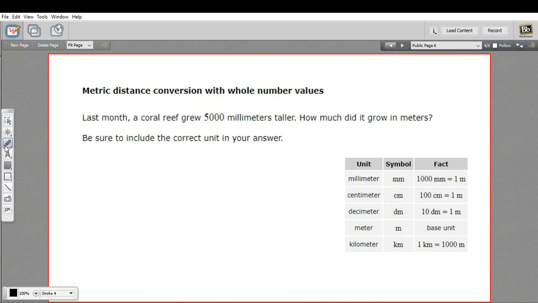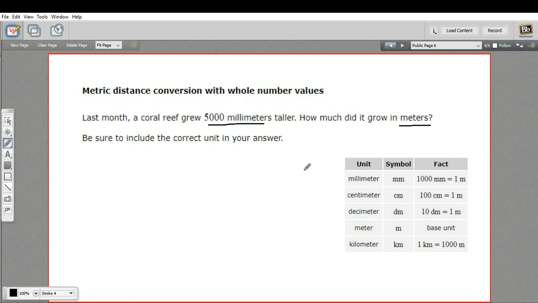In this problem, we're being asked to convert between different units of distance in the metric system. Our problem says last month a coral reef grew 5,000 millimeters taller. How much did it grow in meters? So basically what they're asking us to do is just convert millimeters to meters.